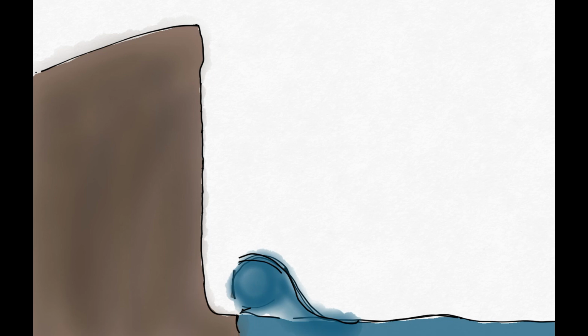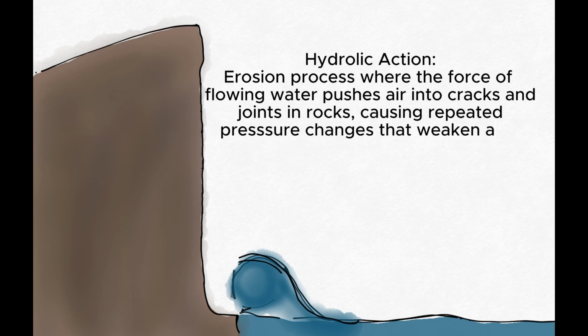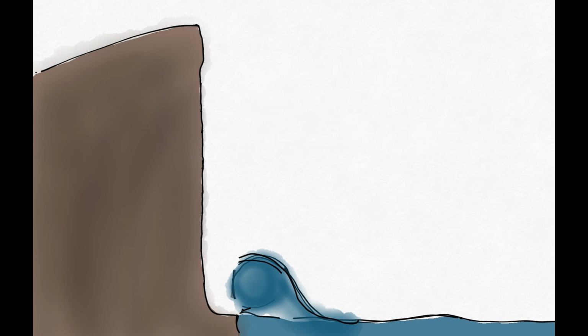Now, the processes of abrasion, corrosion, and hydraulic action were described in the previous lesson, but let's quickly go through them again. So we know that hydraulic action is the physical impact of the wave onto the cliff face. It's an erosion process where the force of the flowing water pushes air into the cracks and the joints in the rocks, causing repeated pressure changes that weaken the breakdown of the rock over time.